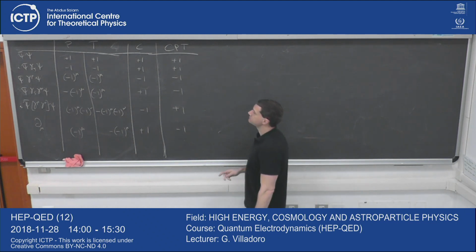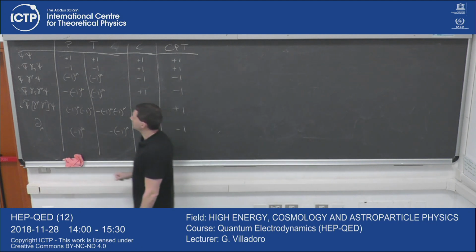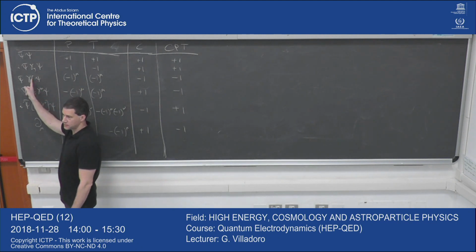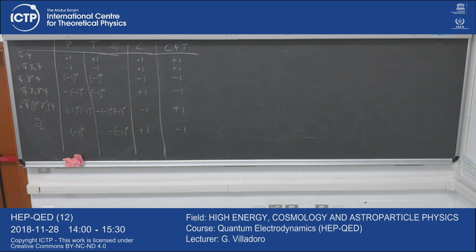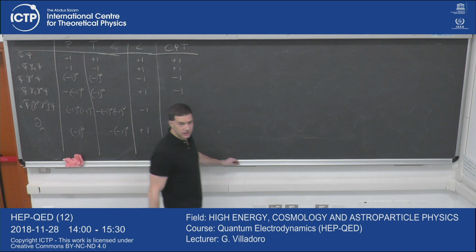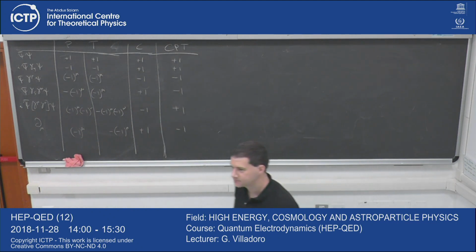Notice that all the objects with an odd number of space-time index mu flip sign. All the ones with an even number are invariant. So your Lagrangian, if it's Lorentz invariant, transforms as a scalar, it's invariant.